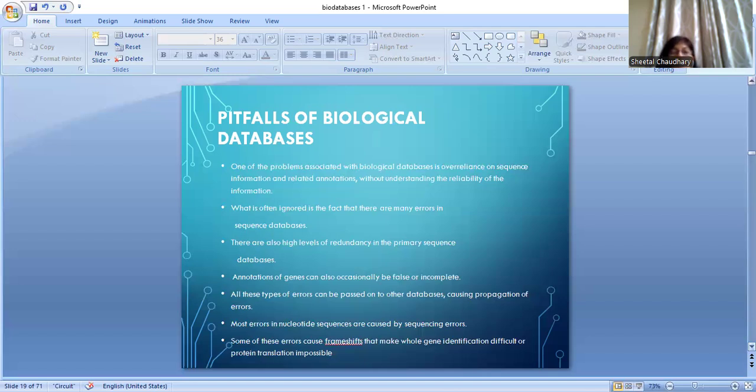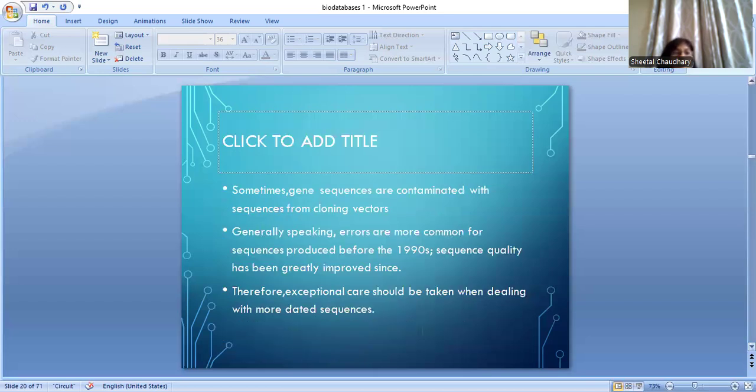Most errors in nucleotide sequences are caused by sequencing errors. Some of these errors cause frame shifts that make full gene identification difficult or protein translation impossible. Sometimes gene sequences are contaminated with sequence from cloning vectors. Generally speaking, errors are more common for sequences produced before the 1990s. Sequence quality has been greatly improved since. Therefore, exceptional care should be taken when dealing with more dated sequences.